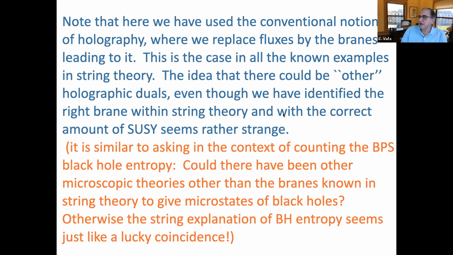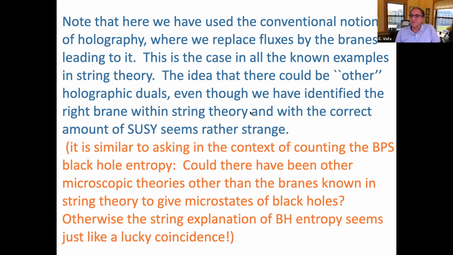So if one says, no, there might be other holographic duals, it's somewhat similar to asking in the context of BPS black holes, maybe D-branes are not the right objects. Maybe there are other objects which have much bigger entropy than these, and then it will not give you the Bekenstein-Hawking entropy, for example. But I think we by now know the relevant objects in string theory, especially in supersymmetric cases, to have confidence in our understanding.